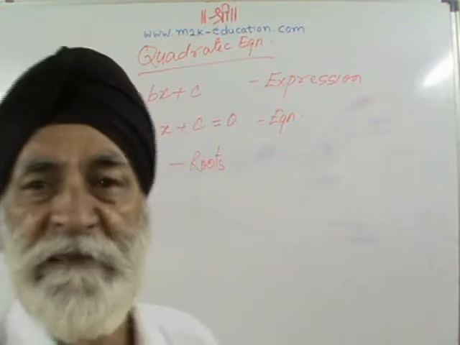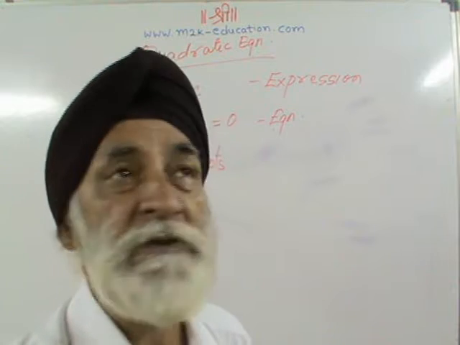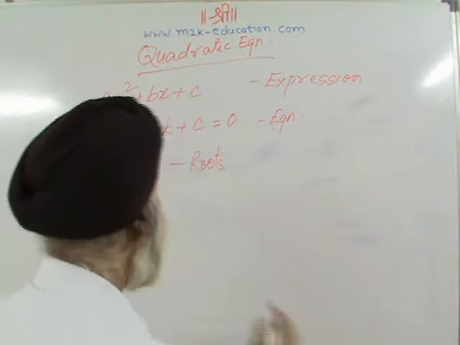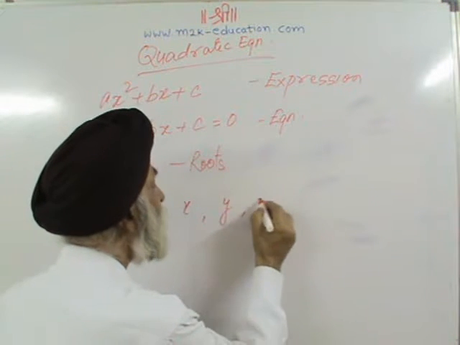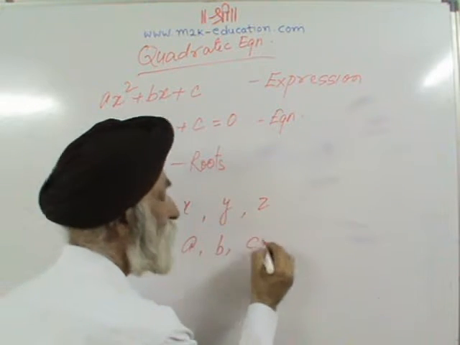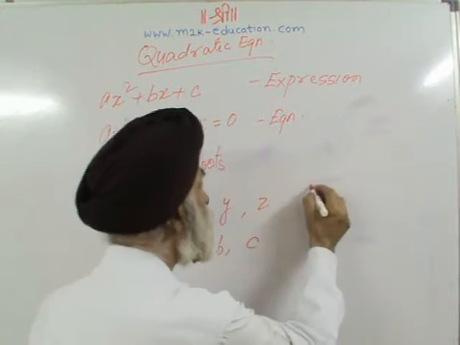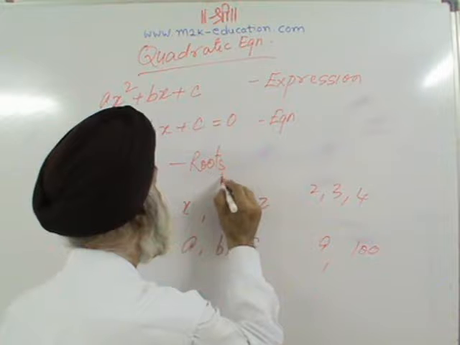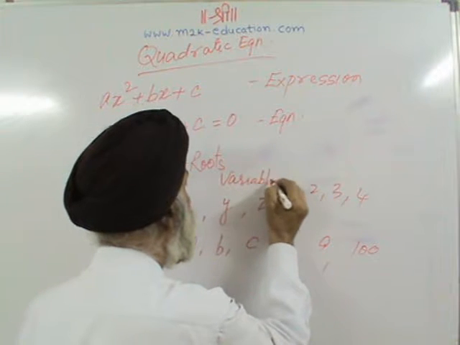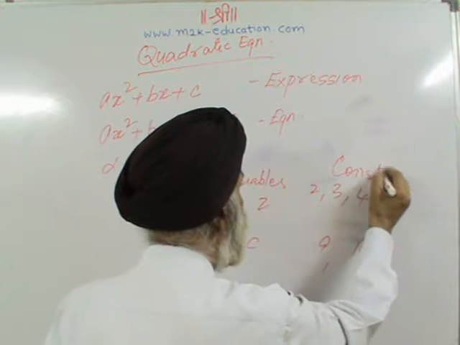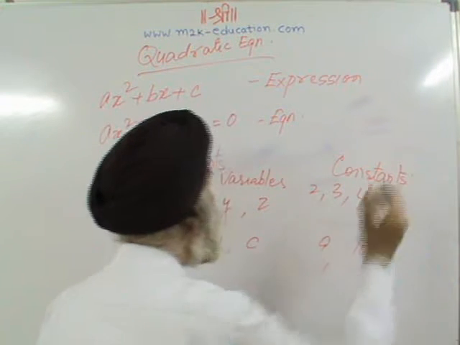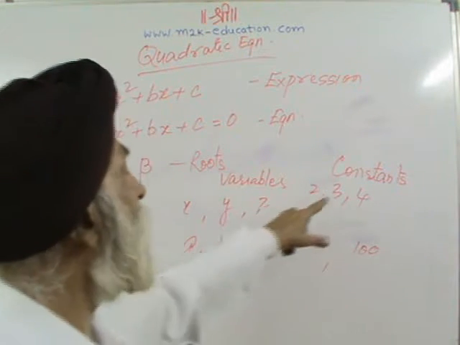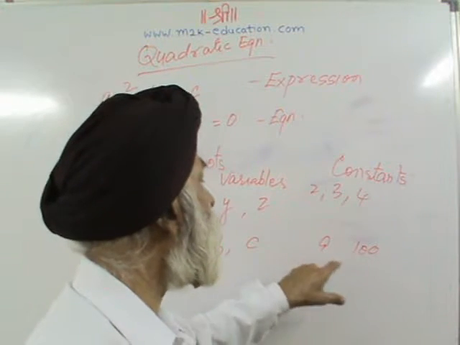Now you will definitely ask me, what is quadratic? You see, in algebra we write variables like x, y, z or a, b, c, and we also write numbers like 2, 3, 4, 9, 100. Now you can see under variables I have written x, y, z, a, b, c, and under constants I have written 2, 3, 4, 9, 100.